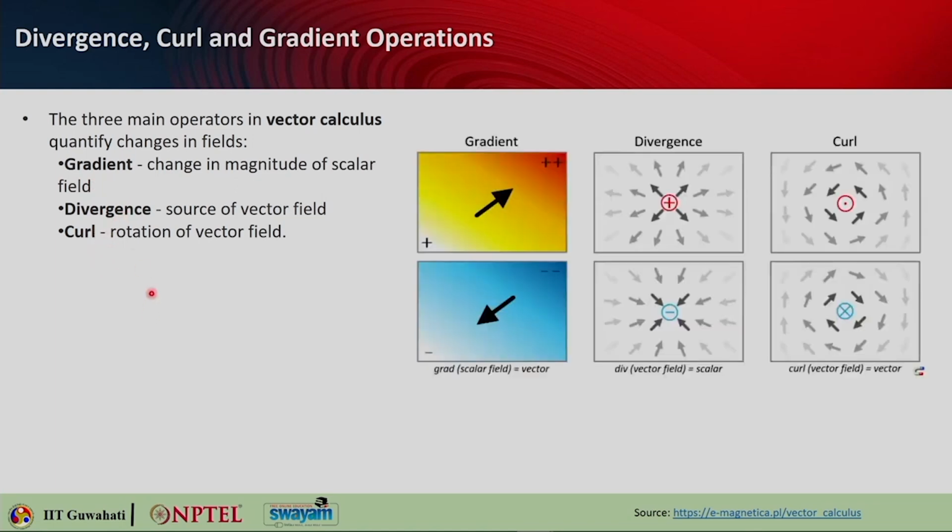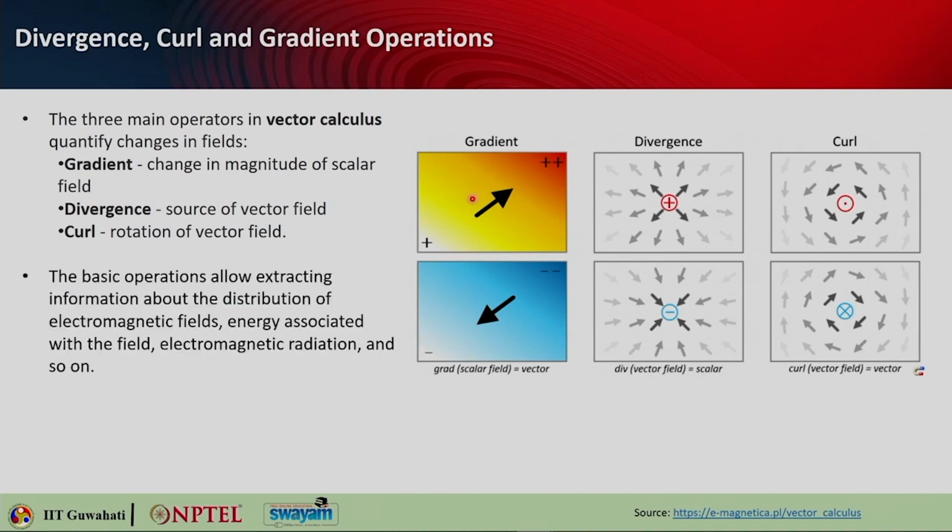So what is gradient? It is basically a change in magnitude of a scalar field. So gradient is basically the change. Divergence tells you the source of the vector field, and curl is associated with the rotation of the vector field. You can see from the diagram here that if there is positive charge and the positive charge is increasing in this region, there is a gradient in this particular direction. Similarly, in case of negative charge, if there is more negative charge here and less here, this is how the gradient is.